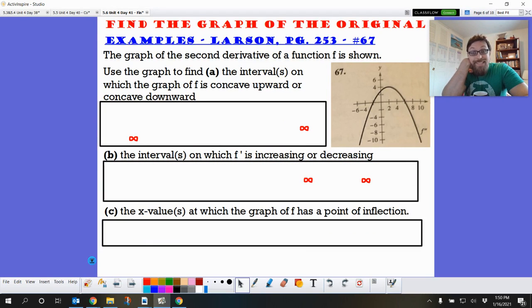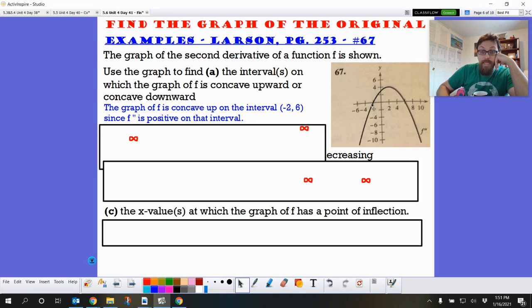So the graph of the second derivative is shown. And so we want to try to figure out where f is concave upward or concave downward. So we are going to be concave up when our second derivative is positive. So where the second derivative is positive, right here, our original function is going to be concave upward.